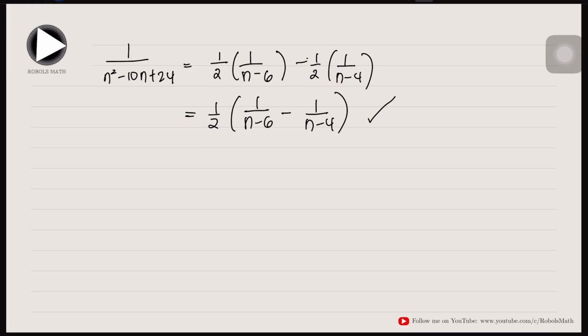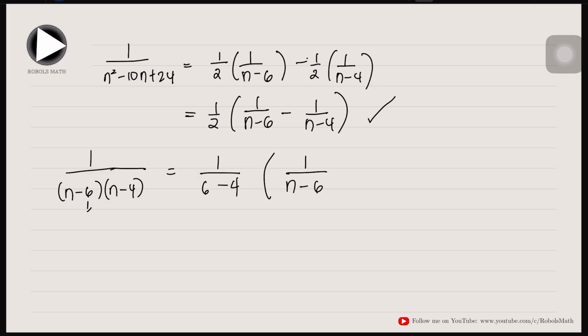There's actually a trick here. Whenever you have n minus something times n minus something in the denominator, the trick is always 1 over the larger one, in this case 6, minus 4, times the quantity of 1 over n minus the bigger one minus 1 over n minus the smaller one. It actually doesn't matter which order you choose. It's just that I prefer getting the larger one because it's going to give you a positive coefficient. Okay? So just another example.